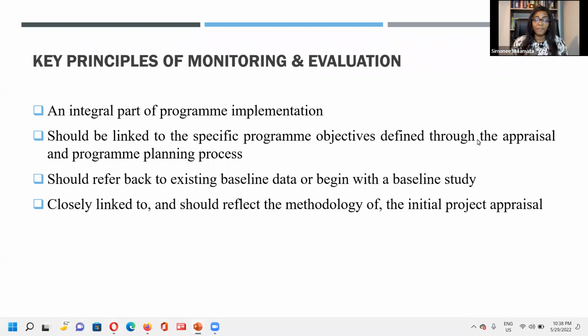And that is what we are referring to when we say, when you do your monitoring and evaluation, it must always refer back to such. It's always closely linked to and should reflect the methodology of the initial project appraisal. Now, in the first stage, we spoke of different methodologies, processes and phases. When we look at monitoring and evaluation, it is linked to those phases. So every element within monitoring and evaluation is linked to a phase within the project that you are implementing or that you are monitoring.